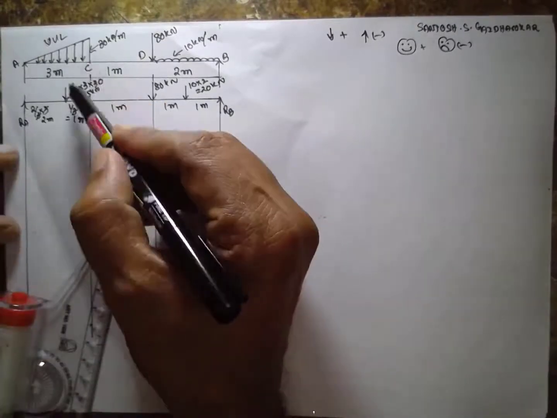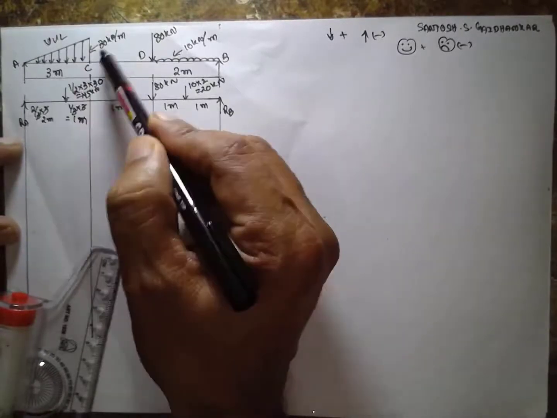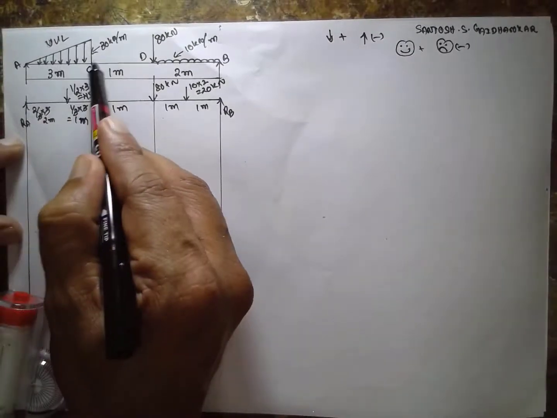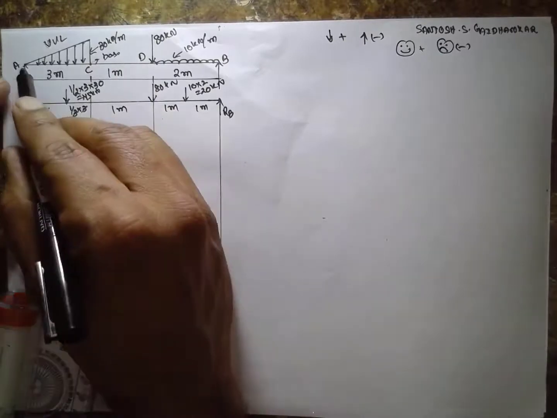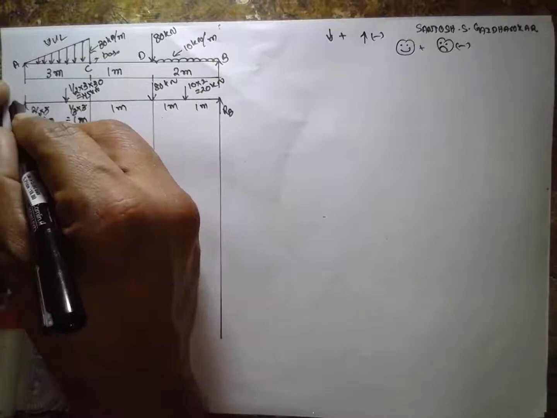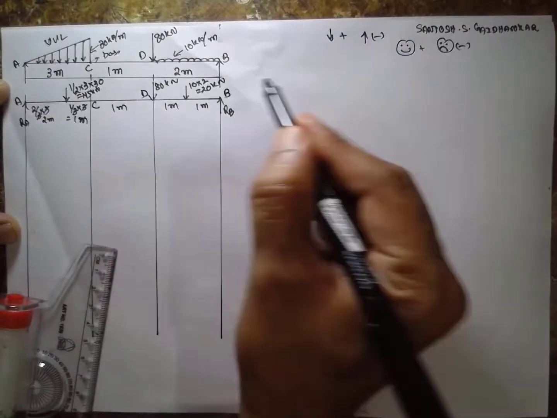We have to convert UVL into point load. That conversion is nothing but 1/2 into base into height, and 1/3 from this end. We call it the base point. From the base you have to move 1/3, from this base you have to move 2/3. Now we have converted into point loads at A, C, D and B.